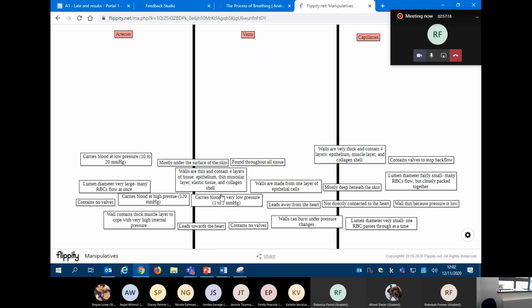Most of the skin surface, that's capillaries, isn't it? Not directly connected to the heart, is that veins? I'm guessing that's veins. It has to cope with very high internal pressure, I'm guessing that's this one.